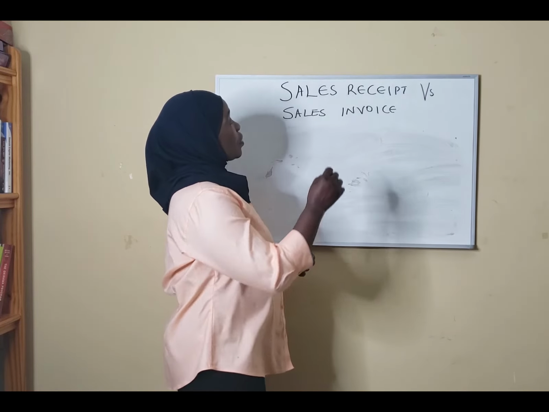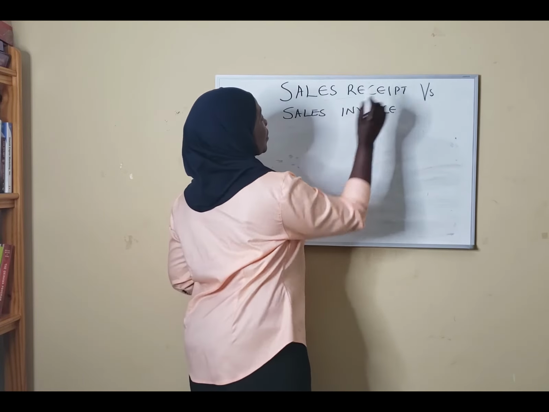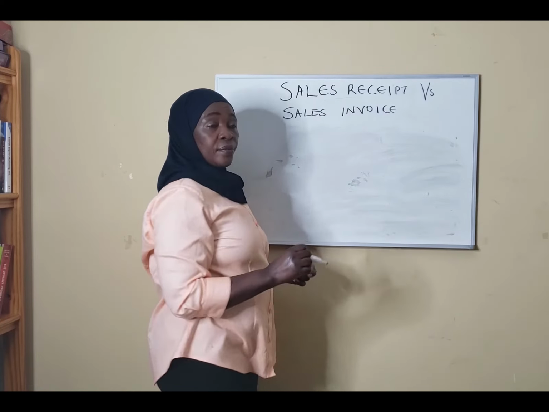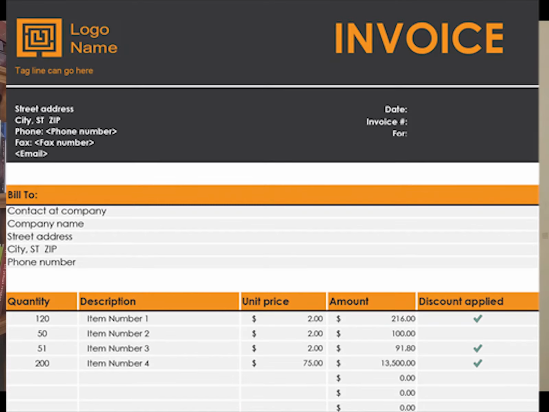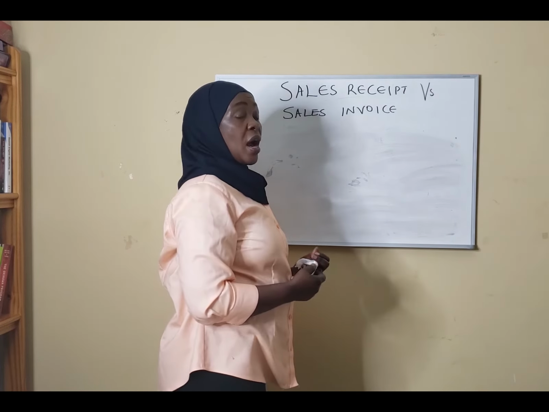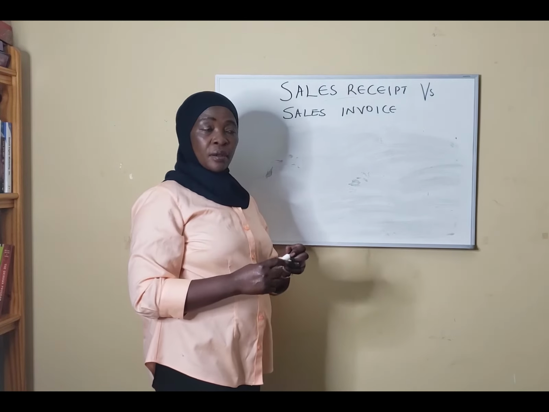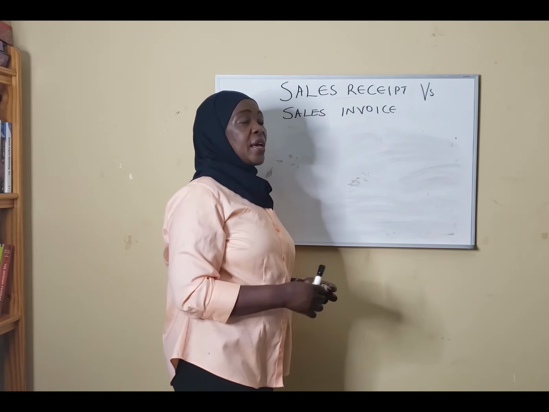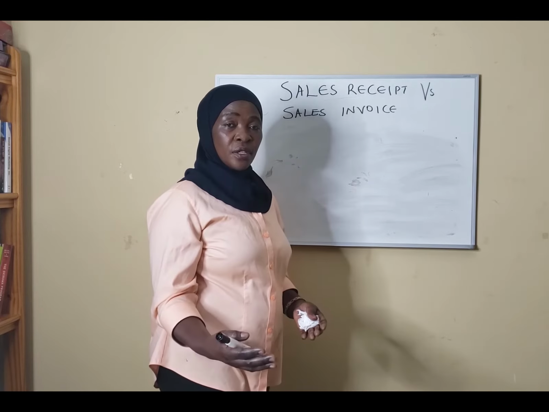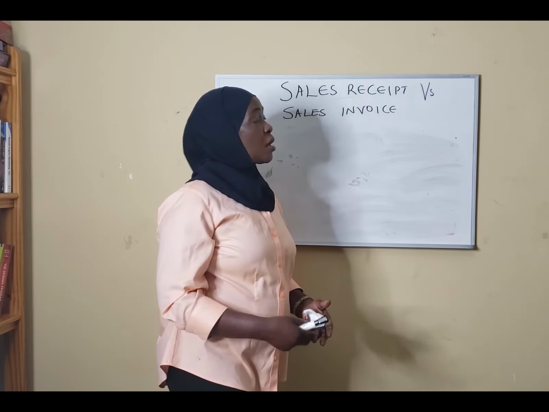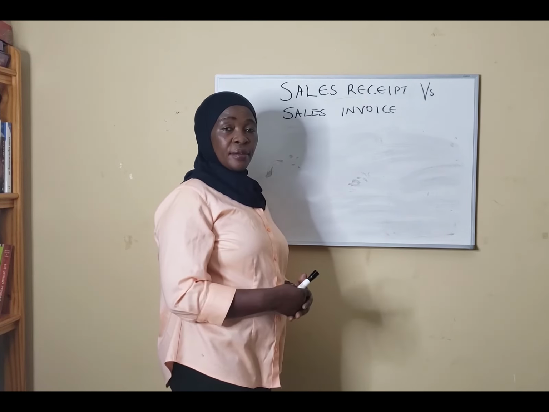Now, let's go to the invoice. We just finished with that. What about an invoice? An invoice is issued because the buyer has not yet paid. The person buying has not yet paid. And this is a very important document because it's evidence that the person has taken the goods or has received the service, but they have not yet paid.